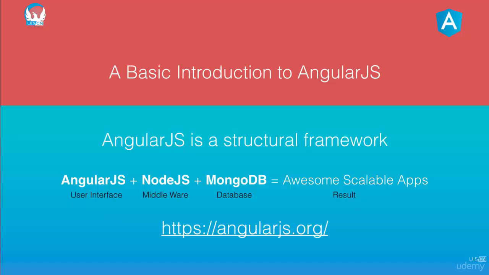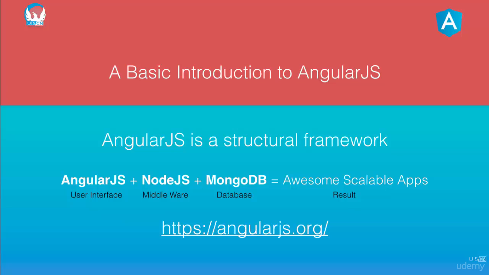So MEAN, where M stands for MongoDB, E stands for Express.js, which is part of Node.js, A stands for AngularJS, and N stands for Node.js. By using the MEAN stack, you will be able to create your awesome application, which will also be scalable if you put it in Amazon EC2 or any other cloud service provider like Rackspace or Heroku.